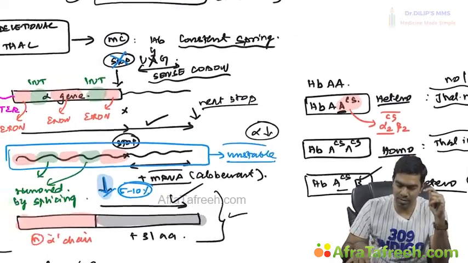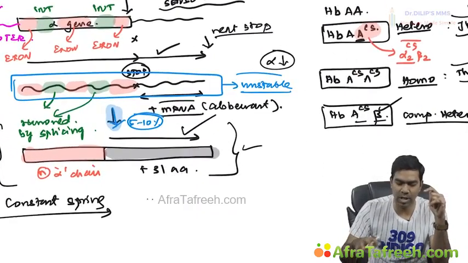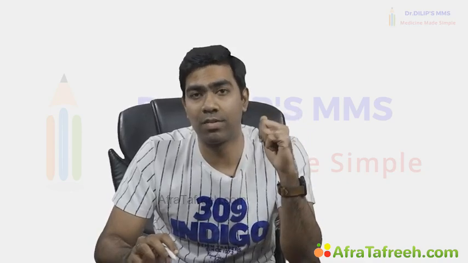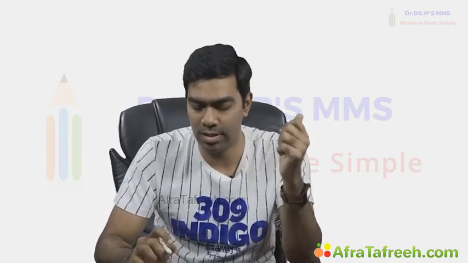So these are some of the important things you have to know about alpha thalassemia. With this, we'll wind up alpha thalassemia, and in the next section we are going to discuss the important aspects of beta thalassemia, what hemoglobin Lepore is, and what the variants of hemoglobin Lepore are.